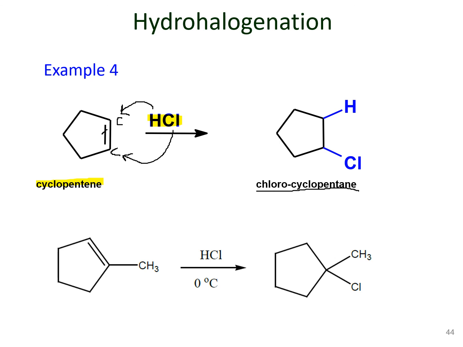Similarly, methylcyclopentene, and again it will be an example of hydrohalogenation, adding hydrogen fluoride to this cyclic structure.